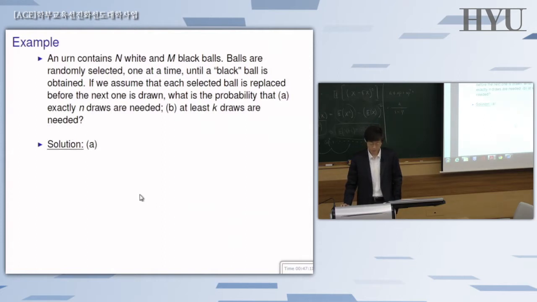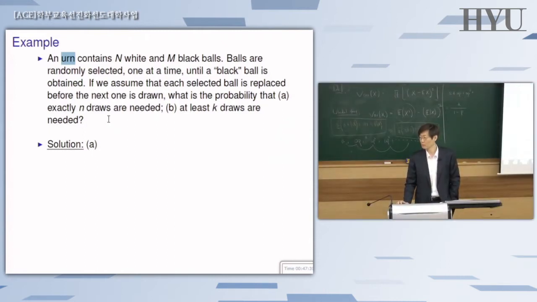Hopefully interesting. Does everyone know what an urn is? Have you seen this word before? It's a bag. Just a bag. You know what a bag is? A sack. You put certain things inside. So a bag or urn or sack contains n different white balls and m different black balls. You know what white balls and black balls are. And these balls are randomly selected one at a time until the first black ball appears.